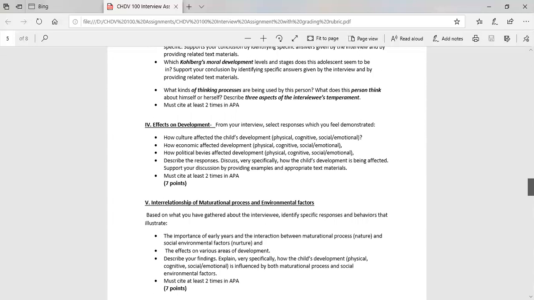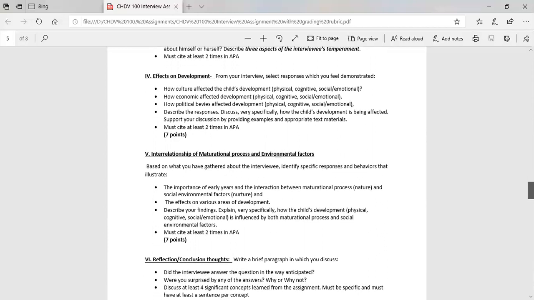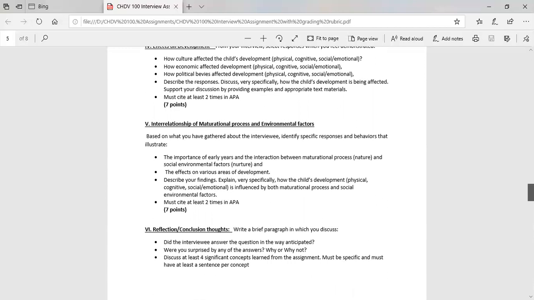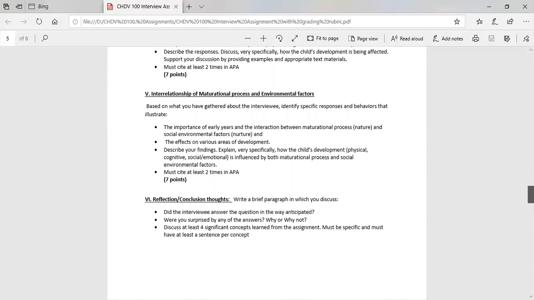Then you're going to have the next part, the effects of the development. So just like above in option 1, all the same questions. You need to cite at least twice in APA and connect it specifically to the person that you're interviewing. And then you're going to do the interrelationship of maturation process and environmental. So this is that nature versus nurture again. You do need to cite, you need to be specific, connect, explain to your interview, really connect in those areas.